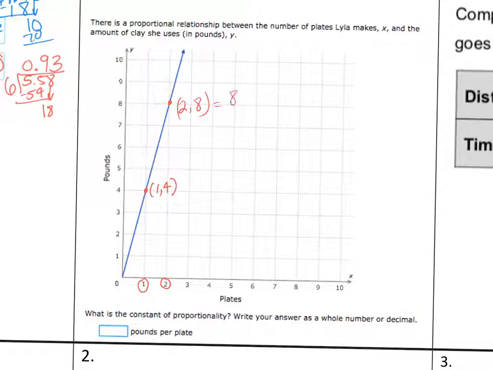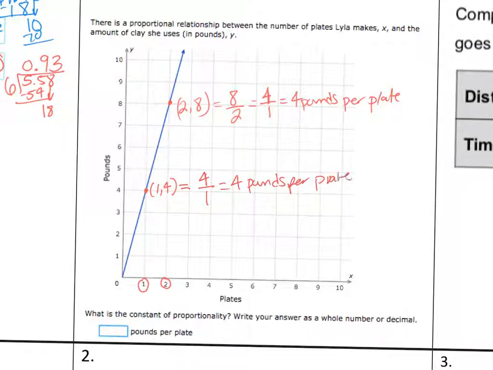So if I was writing this, it'd be 8 over 2, which is equal to 4 over 1, or just 4 pounds per plate. And then let's see if they match. This one is 4 over 1, which is just 4 pounds per plate. This is how you know if a graph is proportional. If you could plot a point and then make a ratio out of the point and see that their slopes are also the same, or their unit rates or their constant of proportionality is the same. And in this case, we notice that it's the same for both.